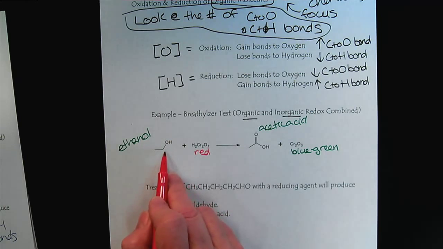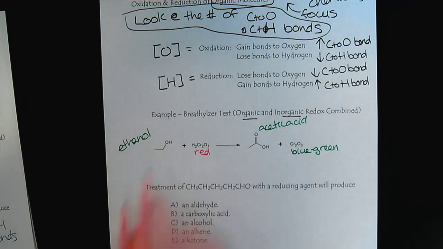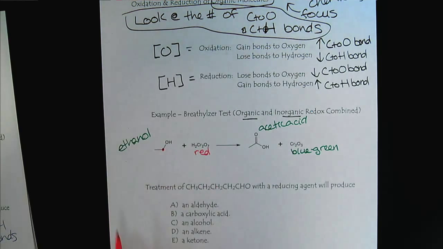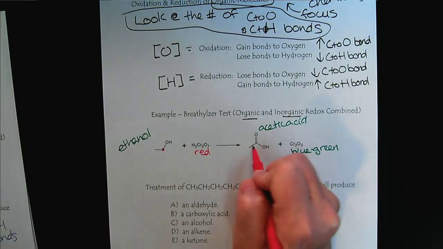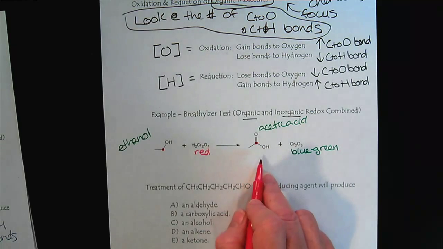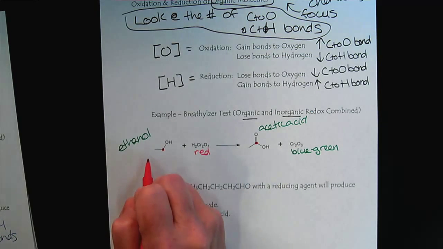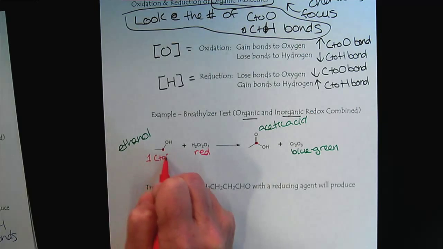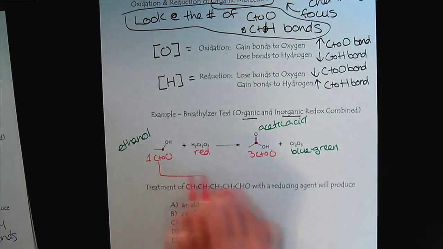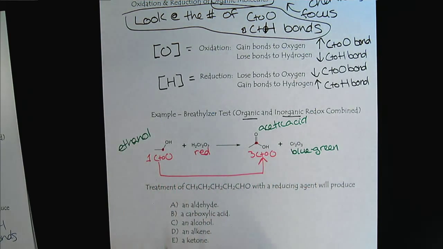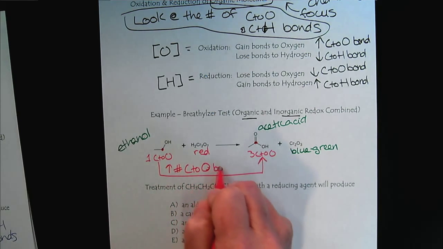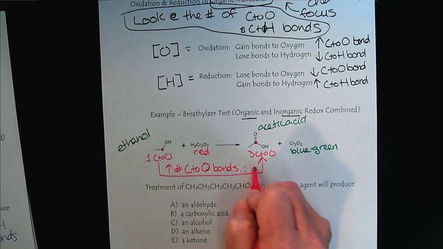Okay, so let's focus on the change. When we're looking at organic compounds, we're focusing on oxygen or hydrogen. Here we see that we have one carbon-oxygen bond. When we look at acetic acid, we see we have 3 carbon to oxygen bonds. So ideally we would look at this and recognize we've had an increase in the number of carbon to oxygen bonds. So this would be an oxidation.